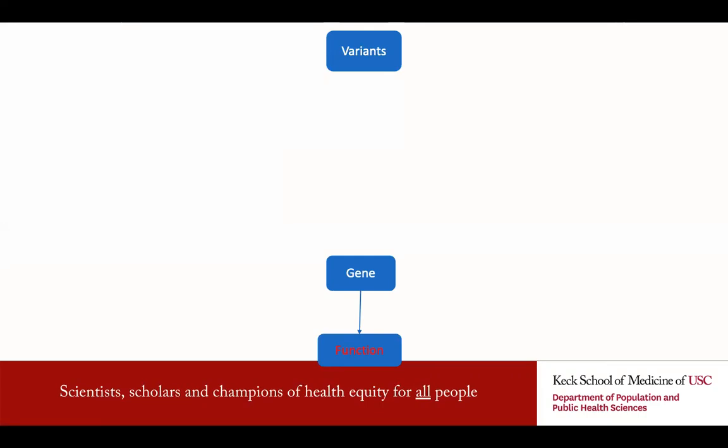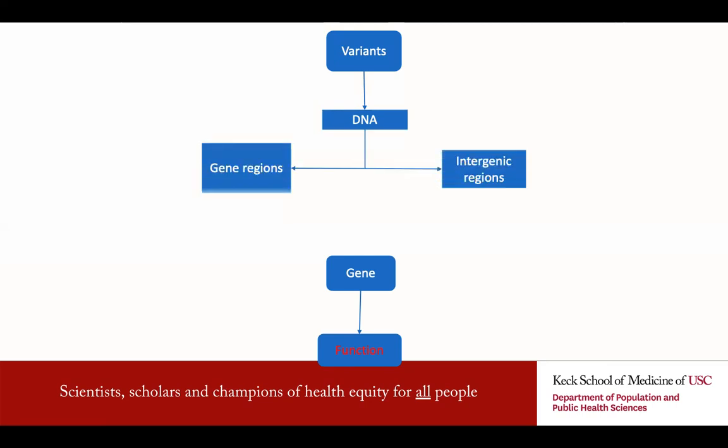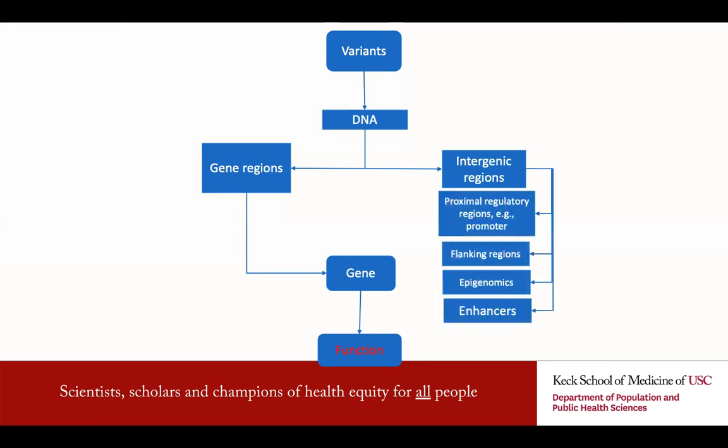The key is, it's not that difficult, because as long as we can connect the variants to genes, then we can do it. Variants can map to the DNA chromosome region, and then we can map to the gene region and intergenic region. If it's in the gene region, you connect to the gene, connect to the function. But if it's an intergenic region, we can still map to regulatory regions, epigenomic methylation sites or enhancers, and they can be mapped to genes and connect to functions.